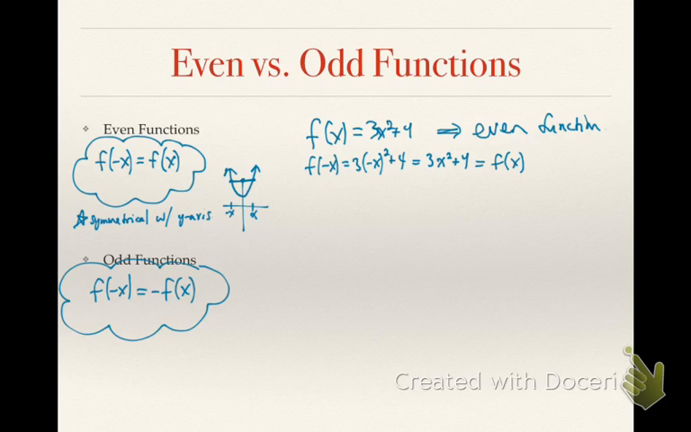All right, let's look at another function. Let's say we had the function g of x is equal to 7x to the fifth minus 3x squared plus x. You want to say, is that even or odd? I meant to say x to the third. Write those exponents a little better. Okay. So plug in negative x.